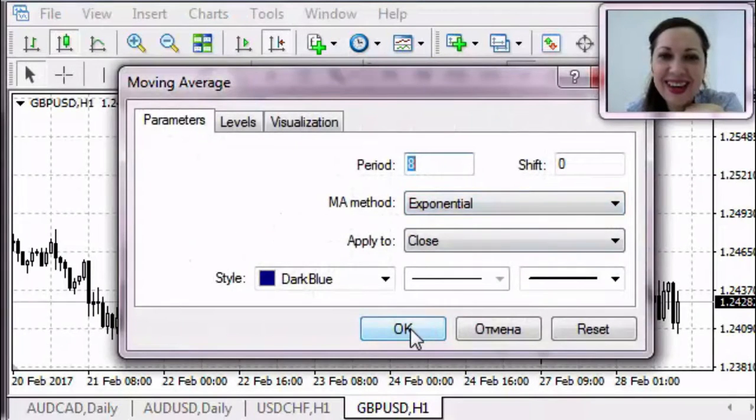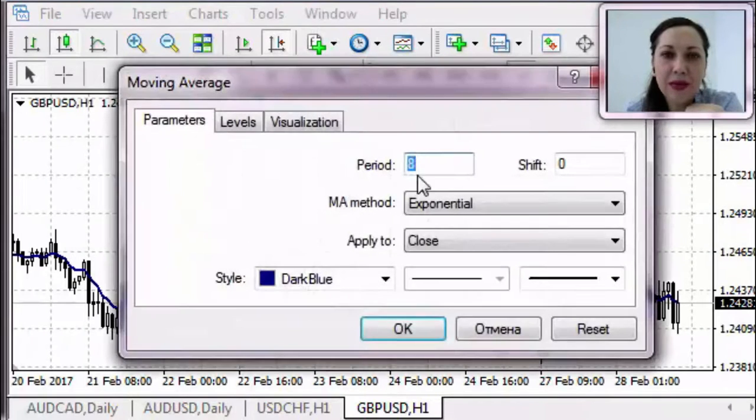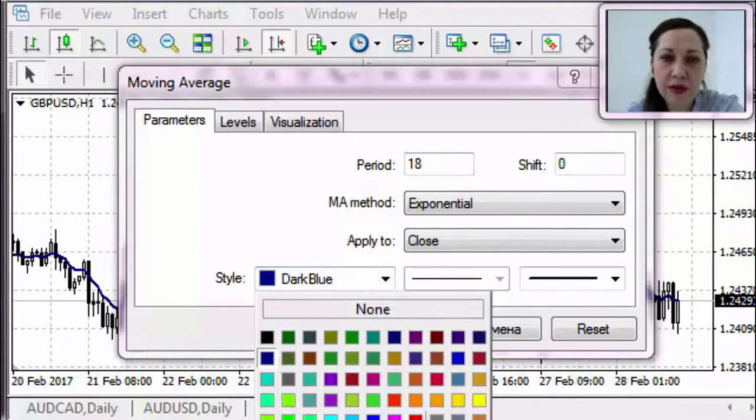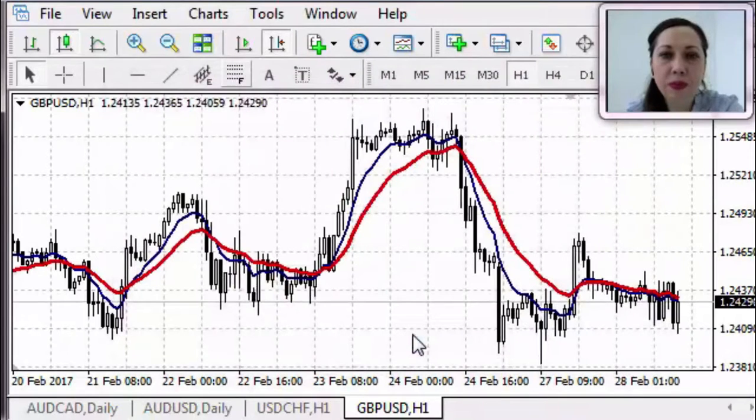So we have 8 exponential, and we have a different period of moving average. It's 18. So please take it into account. We have 2 moving averages of different periods. One is 8, one is 18. We need, for this trading strategy, 2 time frames, H1 and H4. We're going to trade on these time frames.